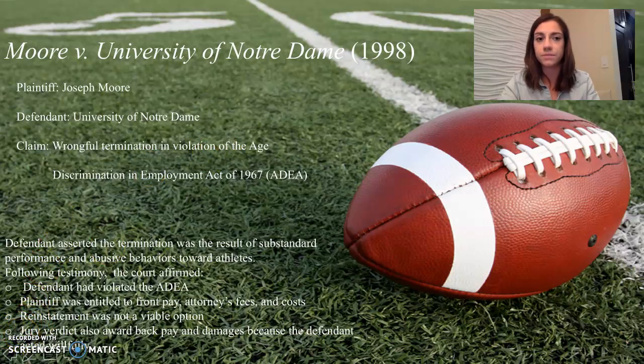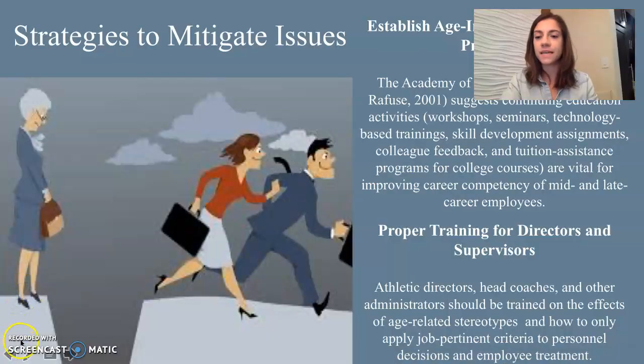Strategies to mitigate these employment issues could include establishing age-inclusive development programs. The Academy of Management suggests continuing education activities are vital for career competency of mid and late career employees. So this could include making available to all employees workshops, seminars, technology-based trainings, and tuition assistance programs for college courses, and making sure that their availability is effectively communicated to all employees regardless of their age.